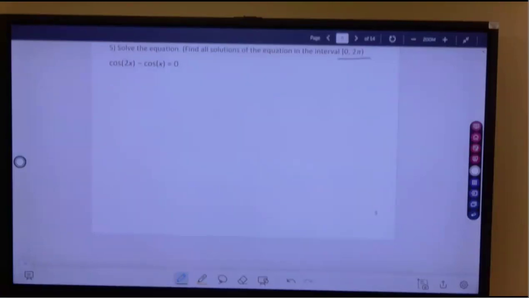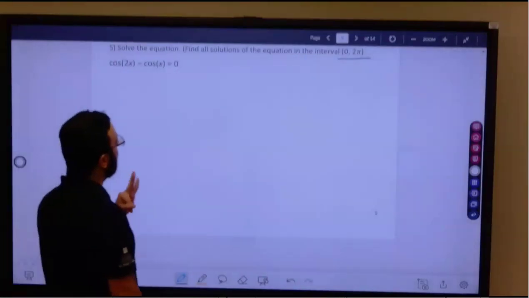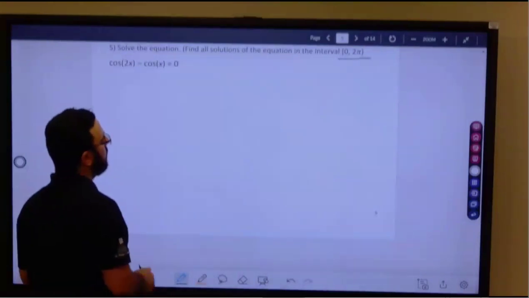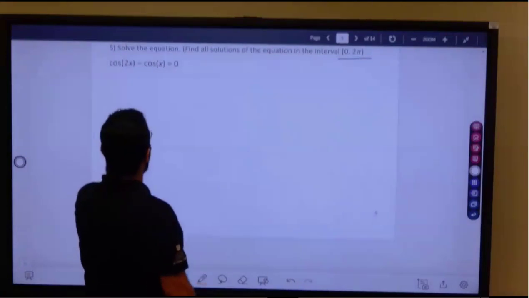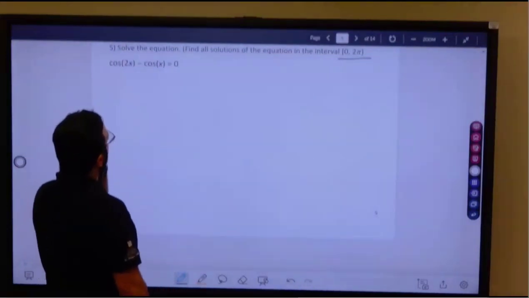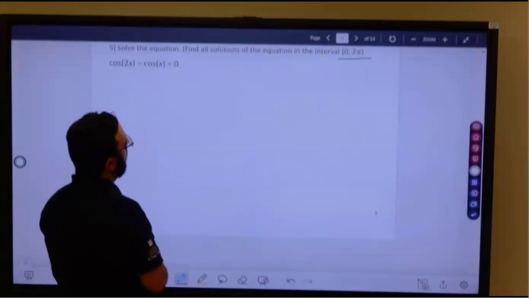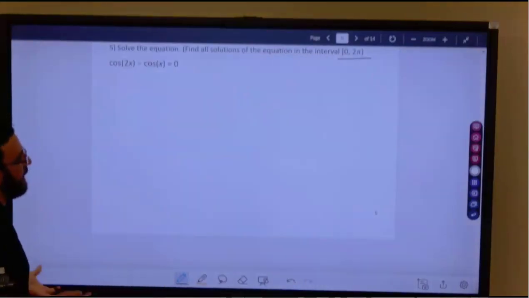I have cosine 2x. That means I'm going to use the double angle formula on the first part and leave the second part exactly the same. But if you go back to the formulas, we have 3 formulas for the cosine 2x. Which formula are you going to choose? I can't use the third one, and I can't use the first one because there's sine in it.